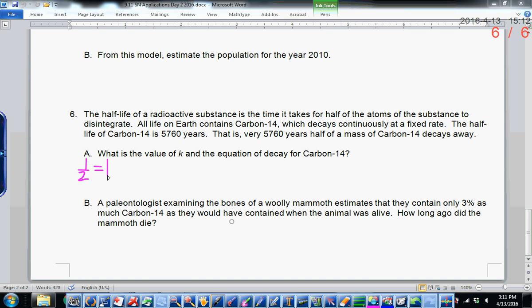to get half of a mass, so if we start with 1 and we get a half, times e to the k, and then we know our t is 5,760. All right, so this means that we need to use a natural log. So the natural log of 1/2 would give us 5760k. If we divide both sides by 5760, we'll get our constant.